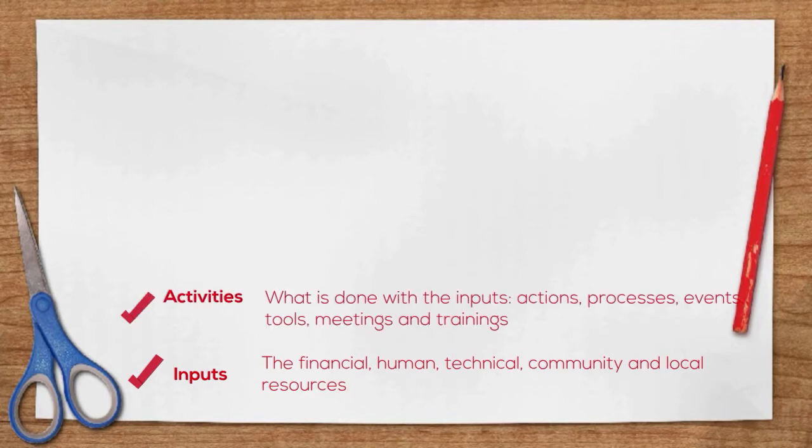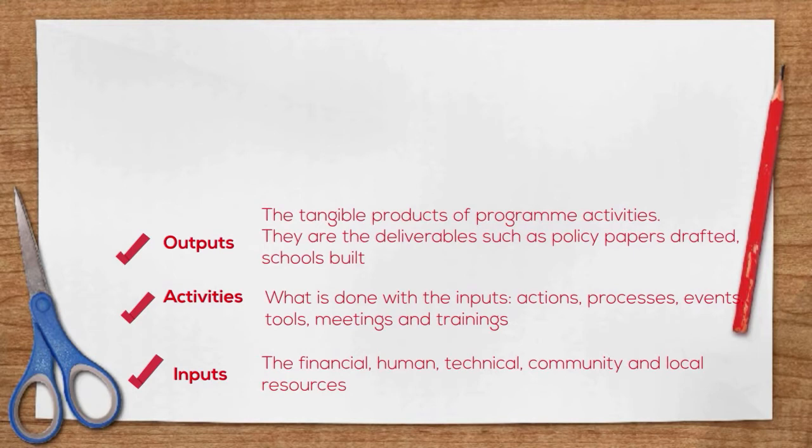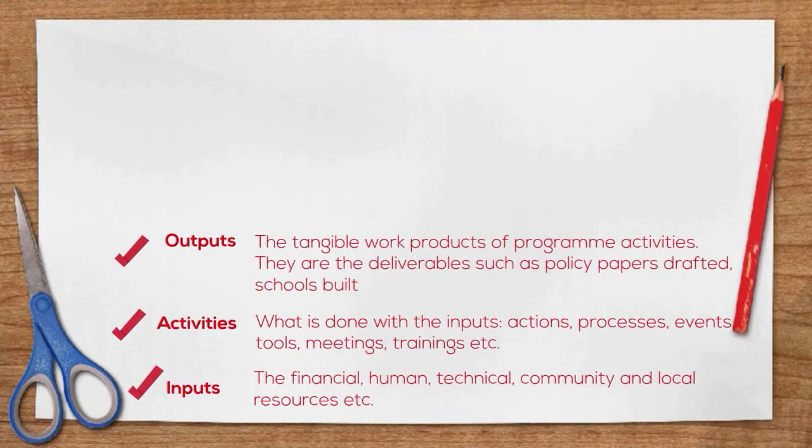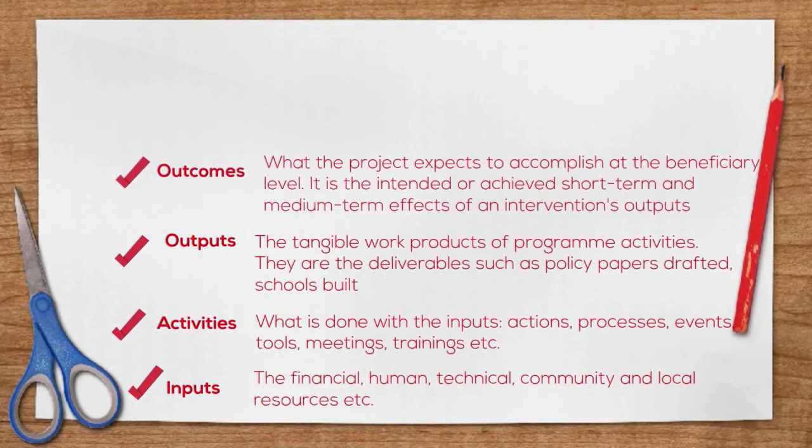Activities are what is done with the inputs, that is, the actions, processes, events, tools, meetings, and trainings. Outputs are the tangible products of the program activities. They are the deliverables, such as policy papers drafted and schools built. Outcomes are what the project expects to accomplish at the beneficiary level. It is the intended or achieved short-term and medium-term effects of an intervention's outputs.